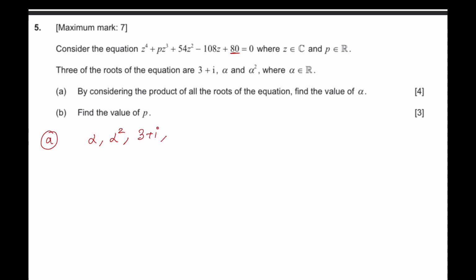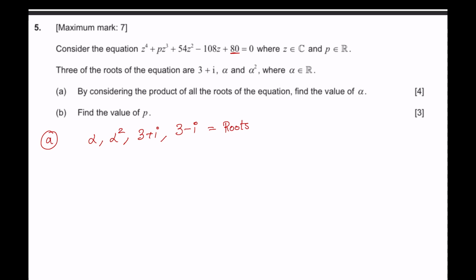Now thing is, if you have a complex number as a root of an equation, the conjugate of this complex number will also be a root of the same equation. So I can say that 3 minus i will also be a root of the same equation. Okay, so these will be your roots. Now we have to consider the product of all the roots and find the value of alpha.